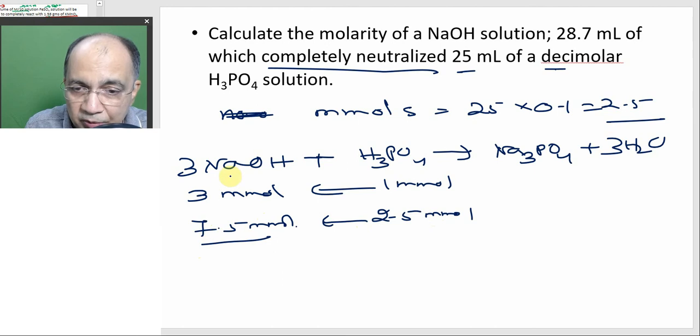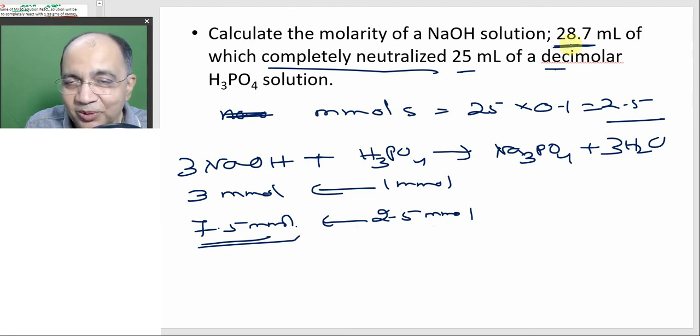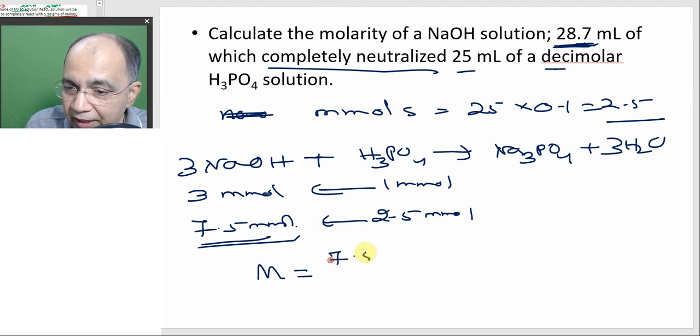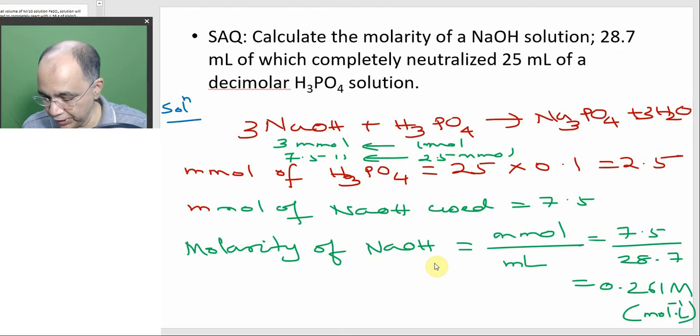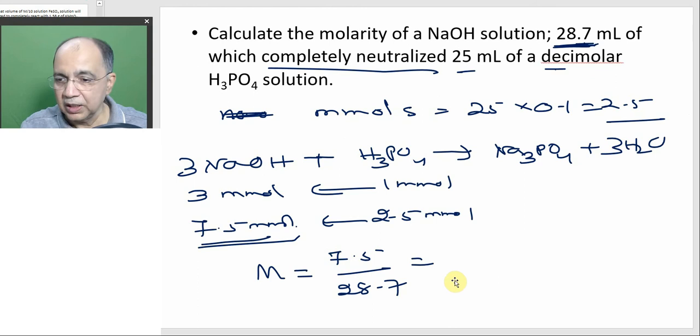So the millimoles of NaOH is known, and its volume is known. Have a look there, not here, there. So molarity is equal to number of millimoles, that is 7.5, by volume in milliliter, 28.7. So I have done it, it is coming 0.261 M.